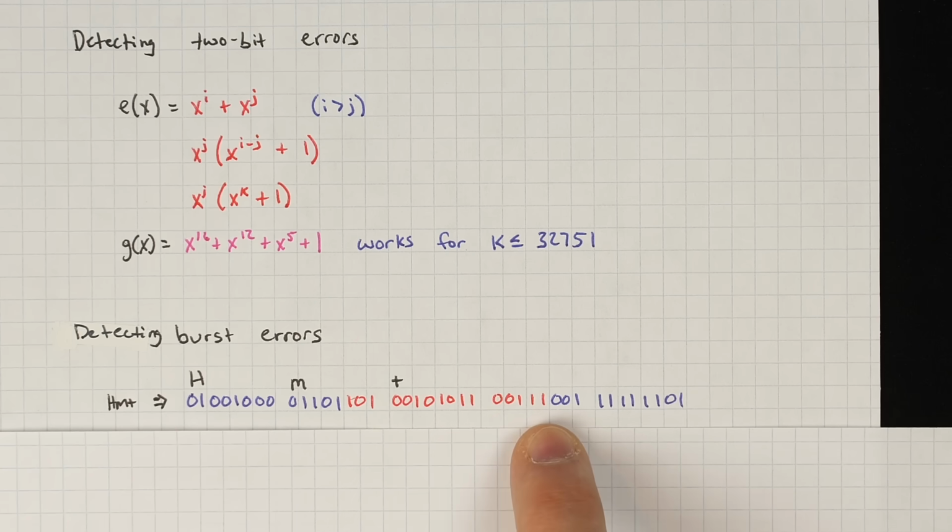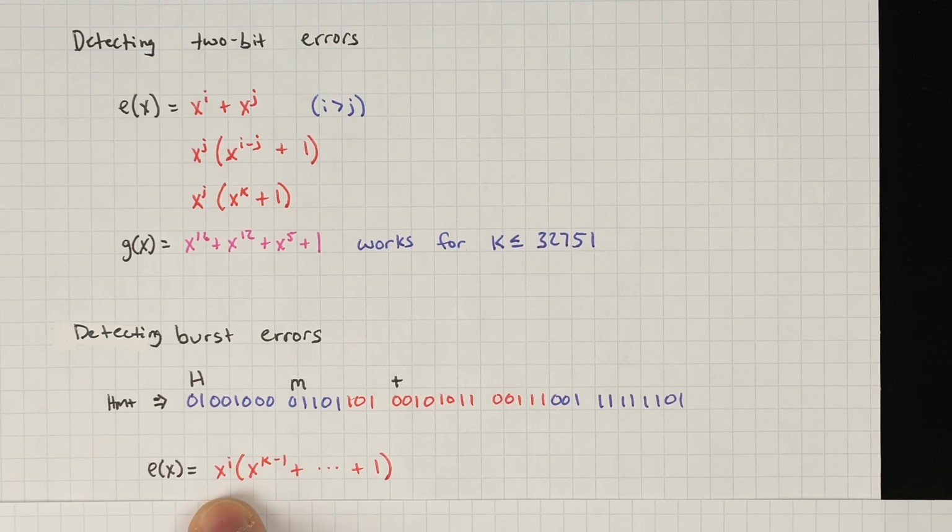Same thing with all 0s. That could be a burst error as well. So mathematically, the way we look at this is with this expression here, which is this thing with 2 factors. The first is this x to the i that shows how far from the right the burst error occurs, and then k is the length of the burst.